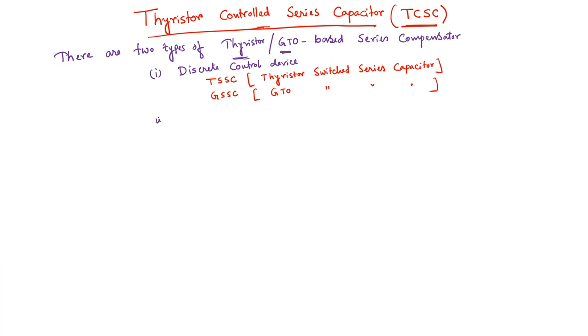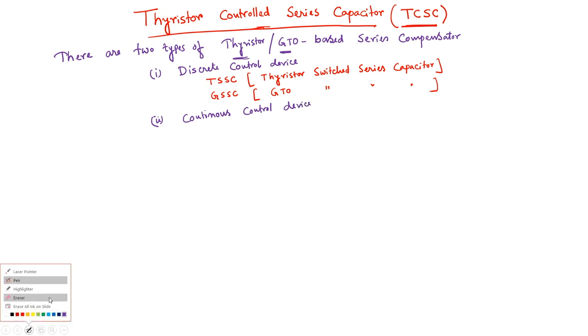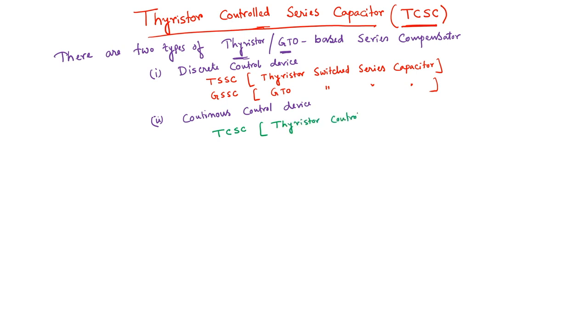Now, there is another type of device which is called continuous control device. And the examples are TCSC, which I already mentioned is thyristor controlled series capacitor, or GCSC, that is GTO controlled series capacitor.